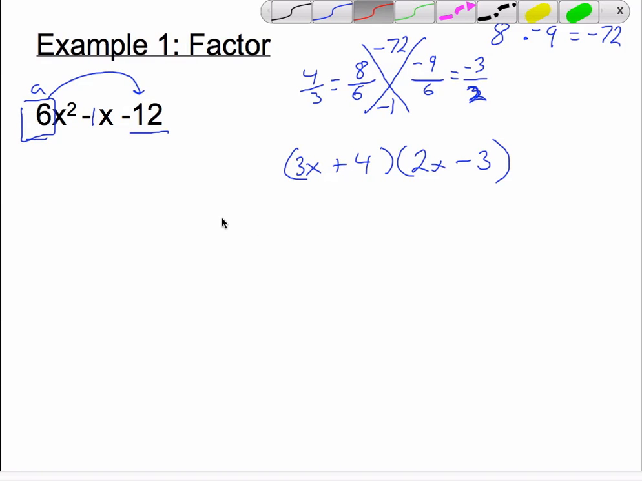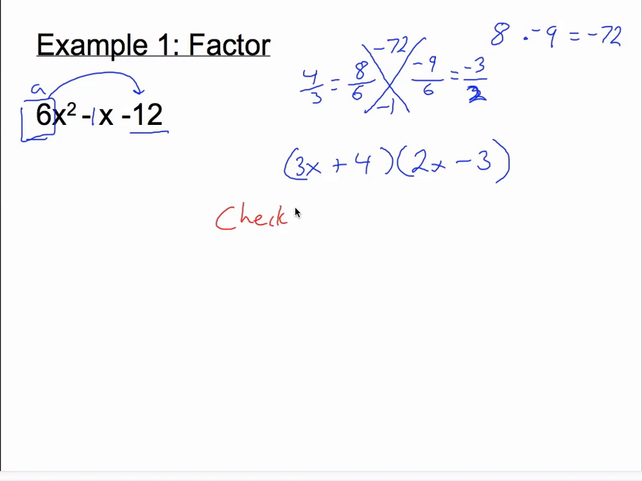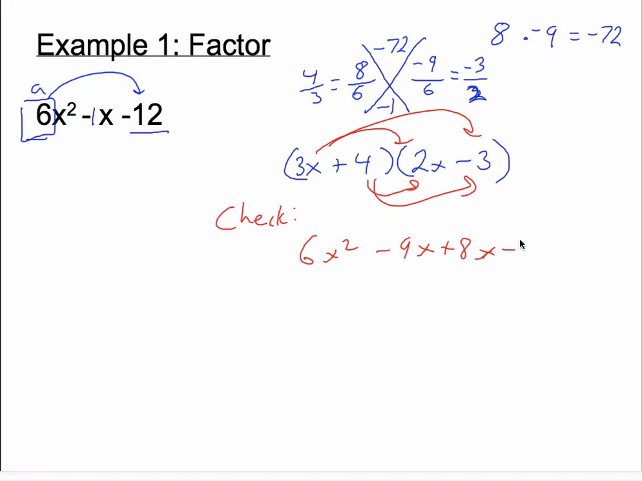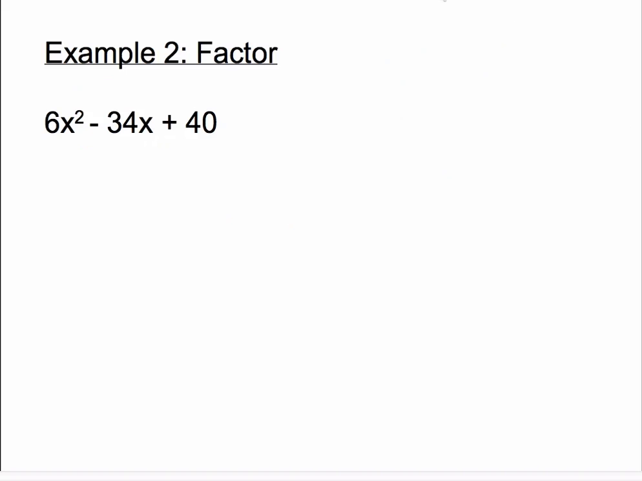Alright, let's check to see if that actually worked. So I'm going to check now by multiplying. I'm going to multiply this out. I'll get 4 terms here. 3x times 2x is 6x squared. 3x times -3 is -9x. 4 times 2x is 8x. 4 times -3 is -12. And then you get 6x squared minus x minus 12, and that is our original expression. So that's correct. Let's take a look at another example.